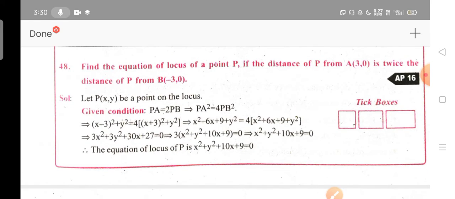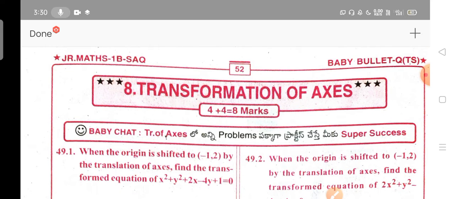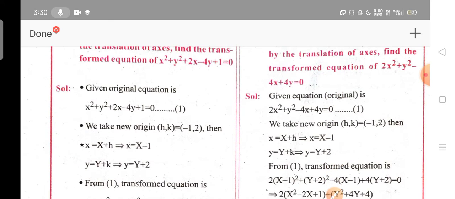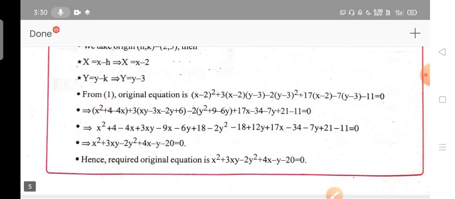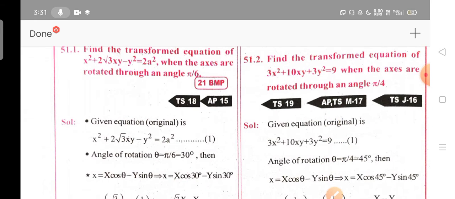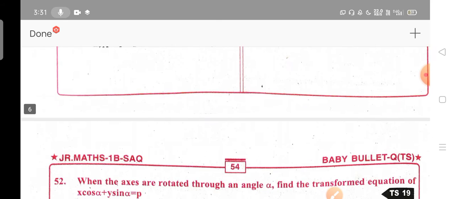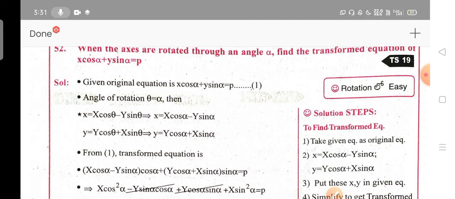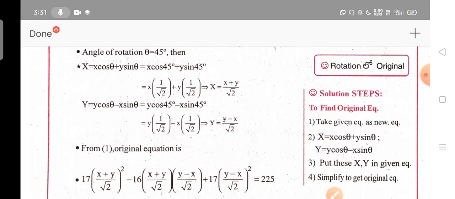I can provide the material, but I am not an expert in dealing with the math solutions. Next, coming to transformation of axes, the second unit. In this unit you may have 8 marks weightage also. This question is also very, very important.